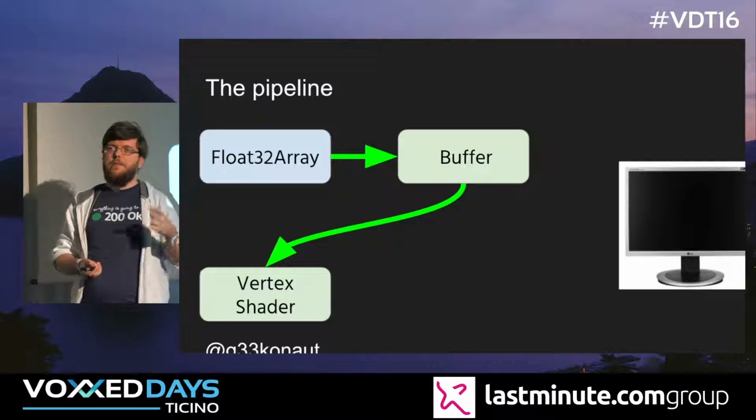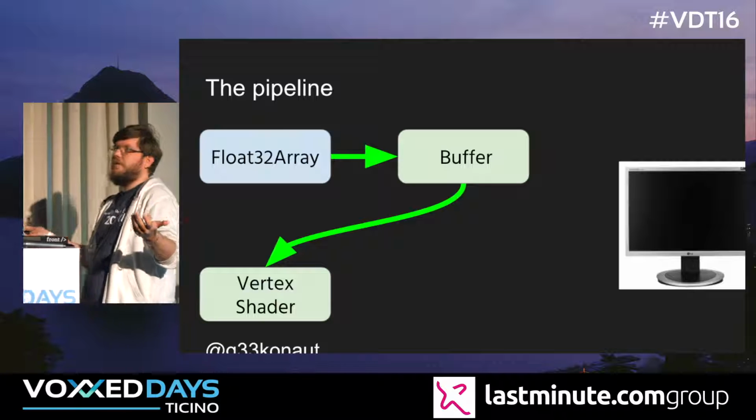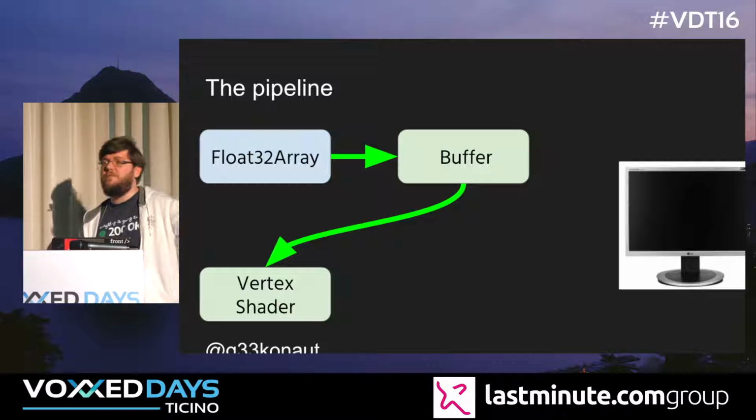How do I do that without having to use JavaScript to move the point around? Because if I move the point around in JavaScript, why am I doing all this, right? Then I can just use Canvas 2D. Here's where the vertex shader comes in.